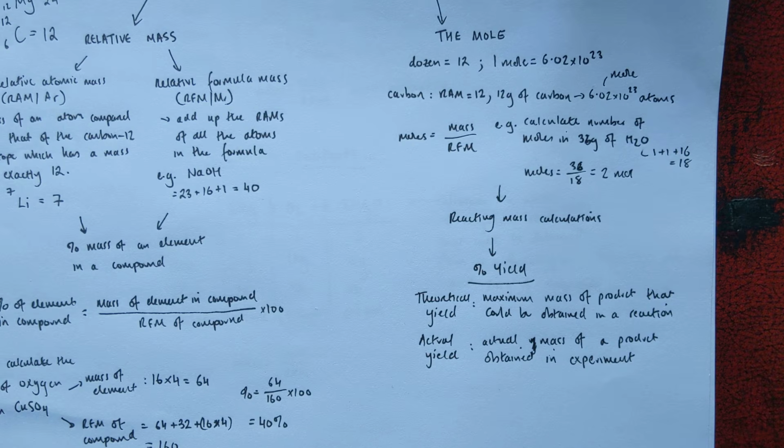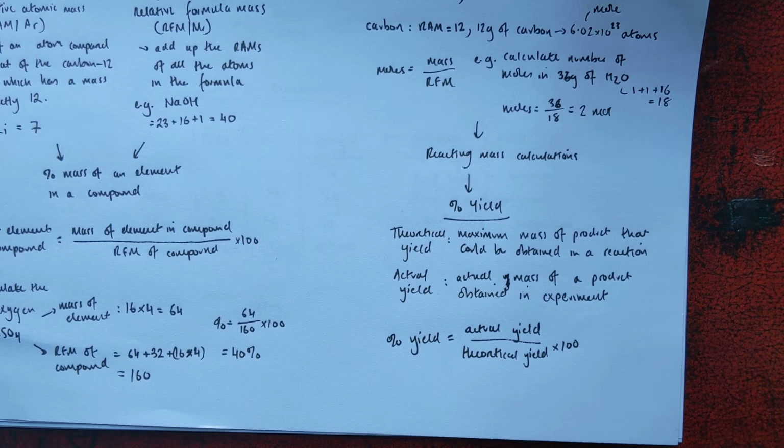So you might have to do a little numerical calculation. It's quite simple to work out the percentage yield you get in a real life experiment. And that is that the percentage yield equals the actual yield divided by the theoretical yield.